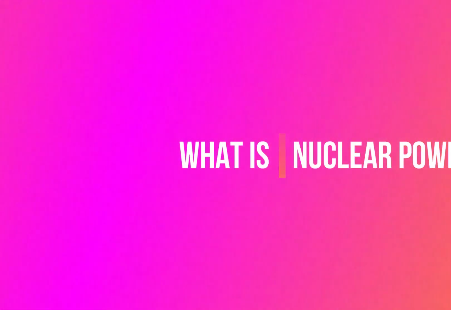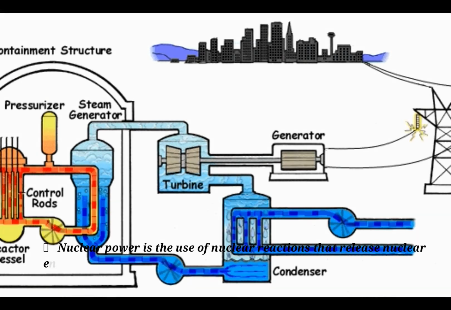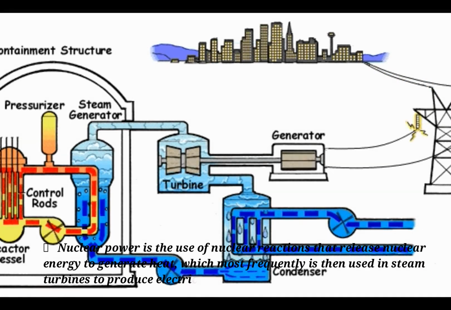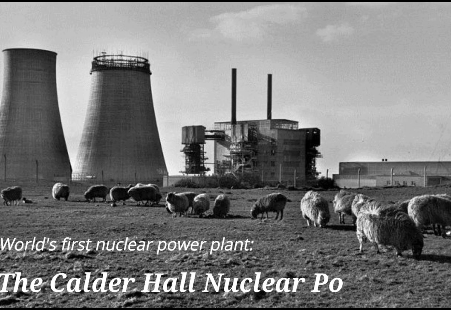What is nuclear power? Nuclear power is the use of nuclear reactions that release nuclear energy to generate heat, which most frequently is then used in steam turbines to produce electricity in a nuclear power plant. The first commercial nuclear power stations started operation in the 1950s.